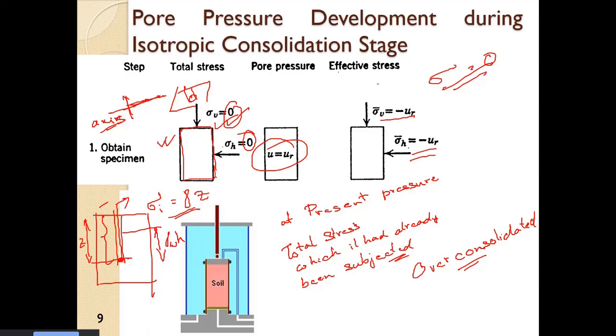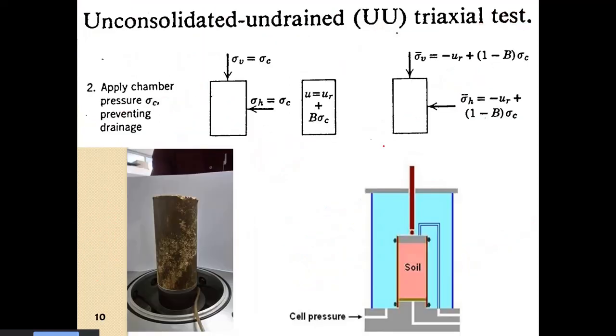Then we start applying the cell pressure. We go on increasing the cell pressure, starting from 0, then increasing to 1 kPa, 2 kPa, 3 kPa, and then we go on increasing. At the same time, what will happen? Drainage is not allowed at any moment. Therefore, there will be development of pore water pressure.